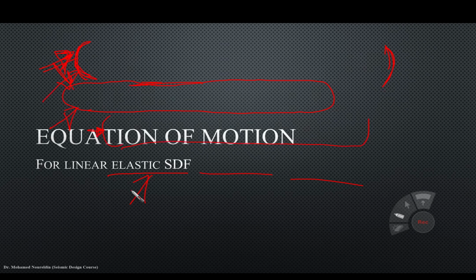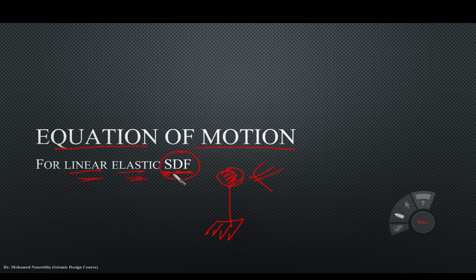Okay. Now let's go to the next part, which is related to the equation of motion for a linear elastic single degree of freedom system. Starting from now, I'm going to use SDF. This means single degree of freedom system. It is something like this. I'm going to explain about it later, but anyway, this is the meaning of SDF. I'm going to talk about the equation of motion first for this special system, the linear elastic single degree of freedom system. So we're talking about linear and elastic.